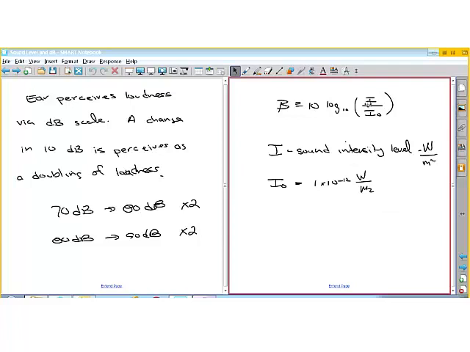So the equation to convert from sound intensity to decibels, or intensity level, is this. You take 10 times the logarithm to the base 10 of the ratio of the sound intensity to this reference. The reference we call I sub 0. It's 1 times 10 to the minus 12 watts per meter squared. This sound intensity is pretty much the minimum sound level that people can hear.